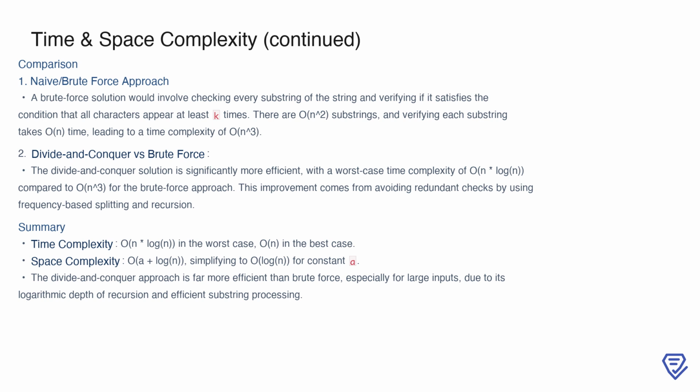In contrast, the divide and conquer approach avoids redundant checks by leveraging frequency-based splitting and recursion, achieving a much more efficient worst-case time complexity of O(n log n). To summarize, this approach achieves O(n log n) in the worst case and O(n) in the best case for time complexity, with a space complexity of O(log n) for constant-size character sets.